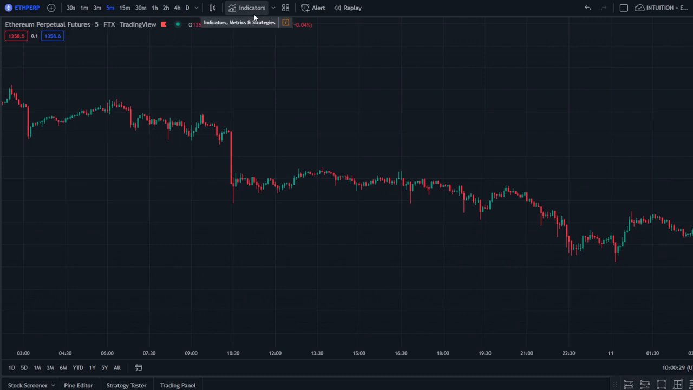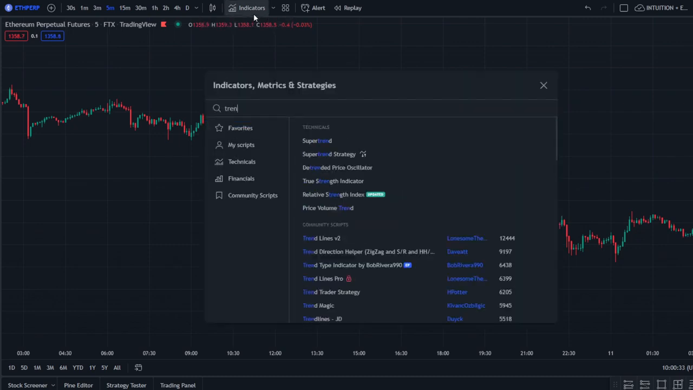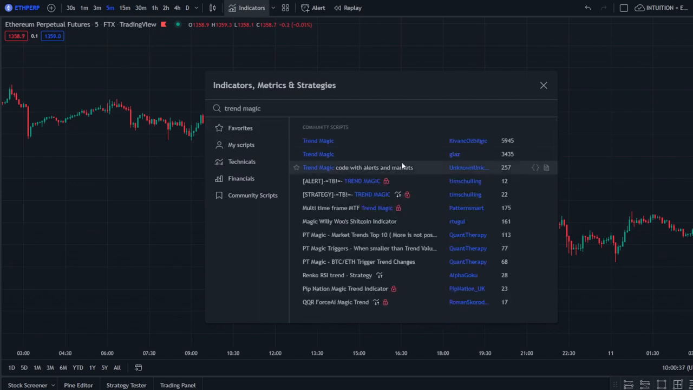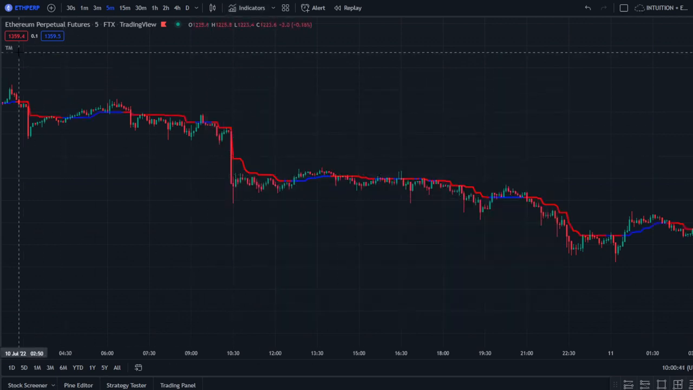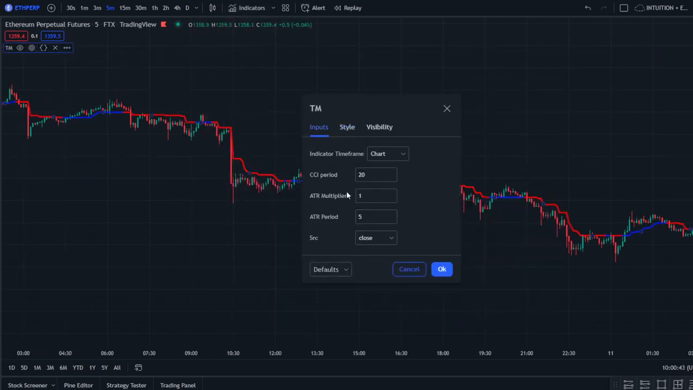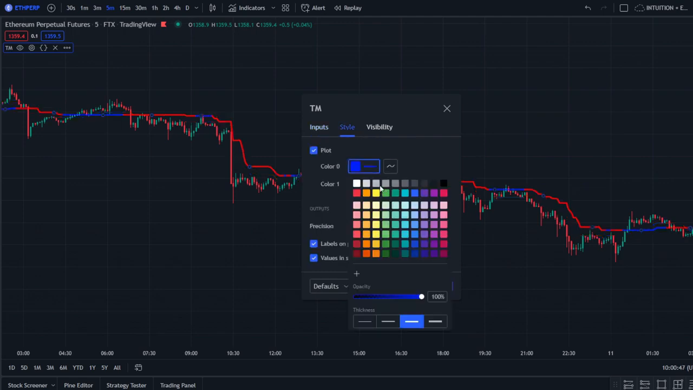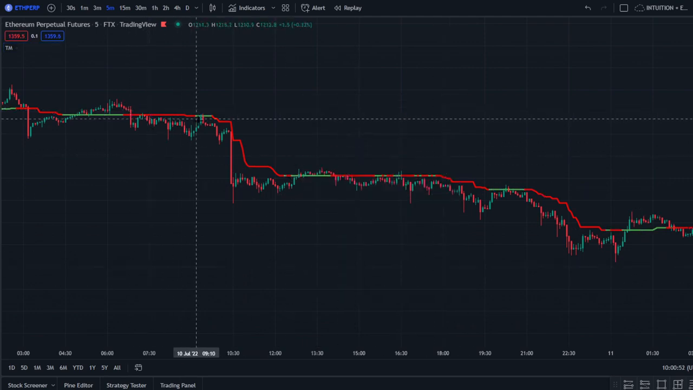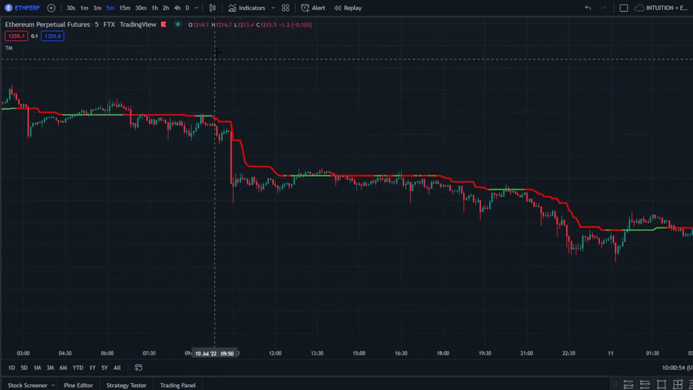For this strategy, we'll be using a few indicators. The first will be the Trend Magic indicator. Go to Trend, search Trend Magic and click the first one right there. You want to change the ATR multiplier to 2, and for the color, change the top one to green. As you can see, this is your trend line that you'll be trading off.